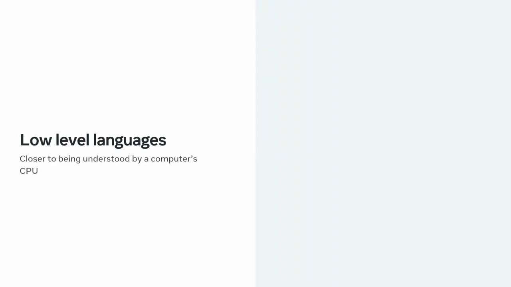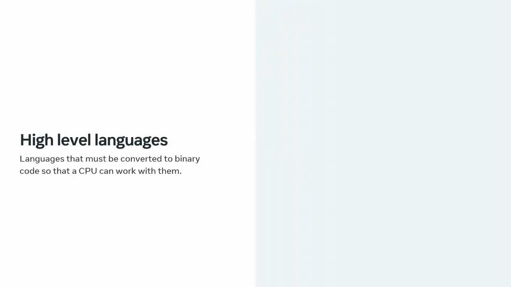This machine language, with its series of zeros and ones, is known as a low-level language because it's closer to being understood by a computer's CPU. There are also high-level languages, such as JavaScript, that need to be interpreted. That is, converted to binary code that a CPU will be able to work with. So, we might think of JavaScript and other high-level languages as a tool that helps us to communicate with a CPU.